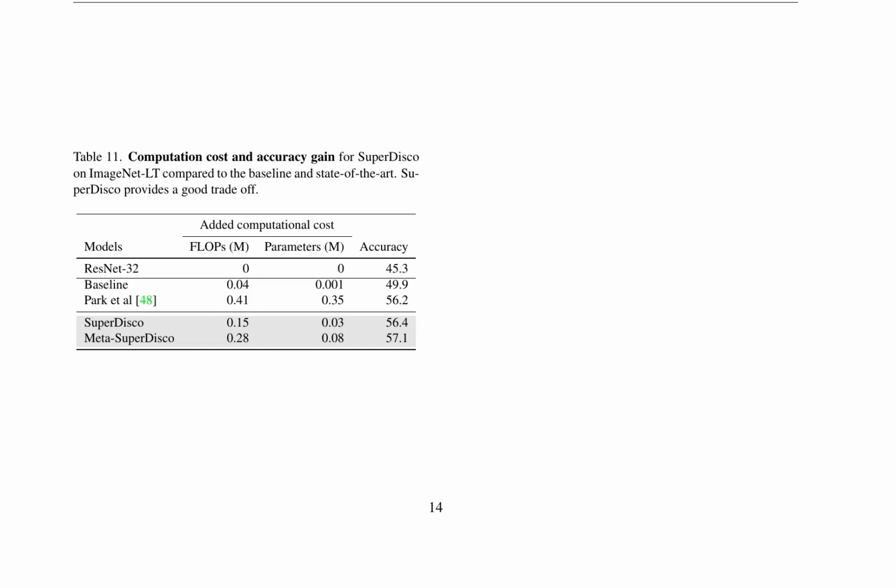Tables 10 and 11 present the results, demonstrating the effectiveness of SuperDisco and meta-SuperDisco for long-tailed recognition, outperforming the baseline and state-of-the-art methods. Notably, SuperDisco achieves a higher accuracy of 56.4% compared to the baseline, while meta-SuperDisco further improves the accuracy to 57.1%. The computation cost and accuracy gain of SuperDisco are presented in Table 11, highlighting its good trade-off between added computational cost and accuracy gain, with a lower number of flops and parameters compared to Park et al.